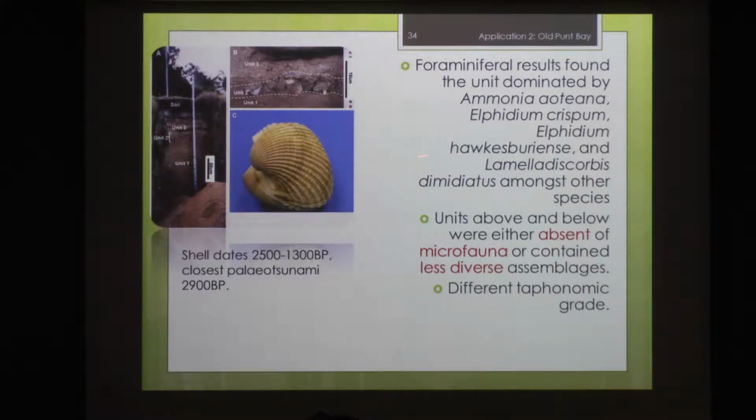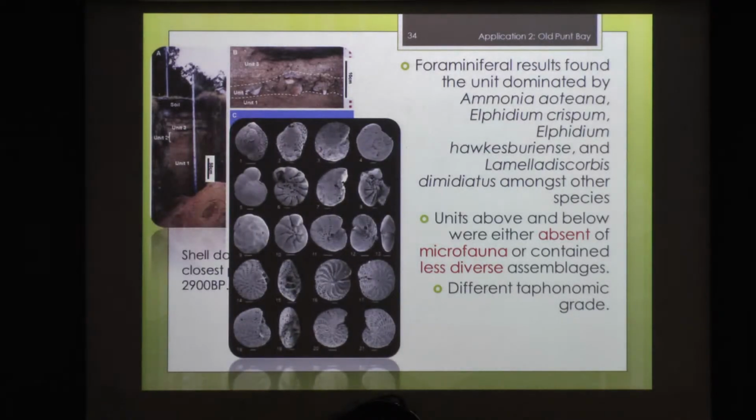Well, we're not really sure. So basically I found a whole pile of forams, but in the units above and below, the forams were either at lower abundances or they were absent. And there was a difference in the taphonomic grade. However, these forams weren't that different from the foram assemblages that I was finding in Bateman's Bay. They actually looked like they were just forams from the surrounding area. They weren't brought in from a big distance.